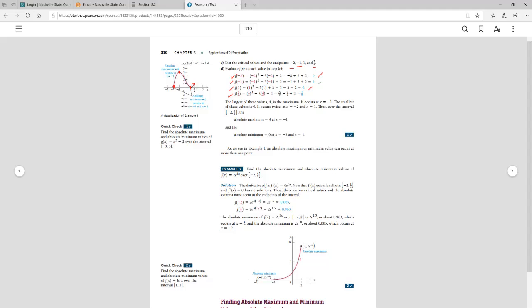And if you look at the graph, you will notice that the point 1, 0 and the point negative 2, 0 are the lowest points on this closed interval. If you look at the point negative 1, 4, it is the highest, the absolute maximum. So we have 2 absolute minimum values of 0, and we have 1 absolute maximum value of 4.